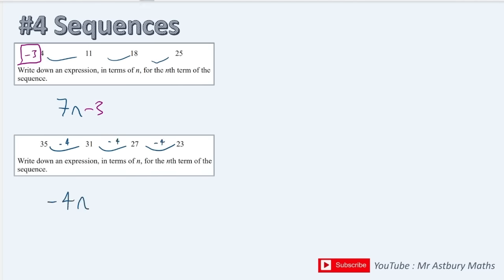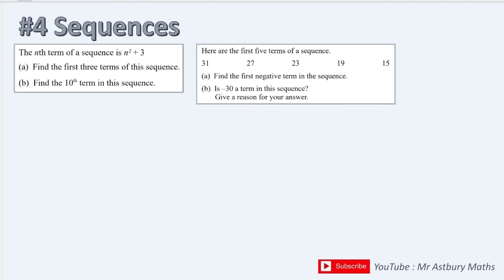But we need to work out what to add on or take away, and again, I go for my magical term at the start. What number would go in there? So if I was going backwards, I'd have to add on 4, and that number would be 39. So it's minus 4n plus 39.